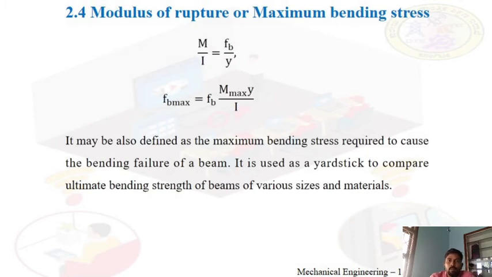Now the modulus of rupture or maximum bending stress. It may also be defined as the maximum bending stress required to cause the bending failure of a beam. It is used as a yardstick to compare the ultimate bending strength of beams of various sizes and materials. M by I is equal to Fb by y. The Fb maximum is equal to M max y divided by I.